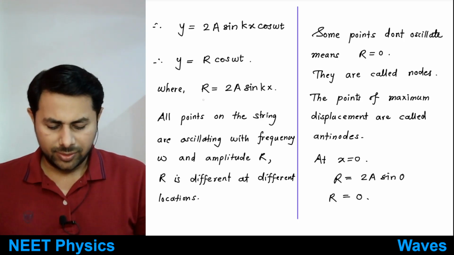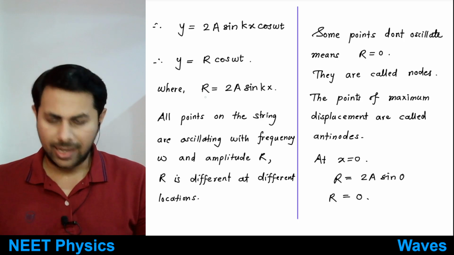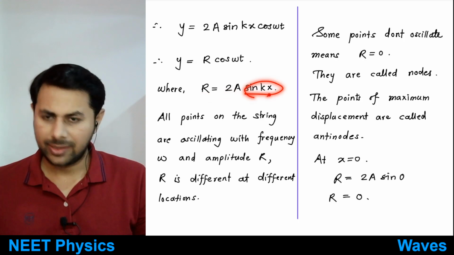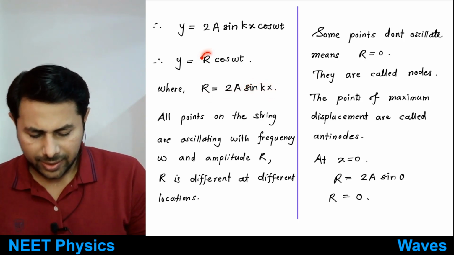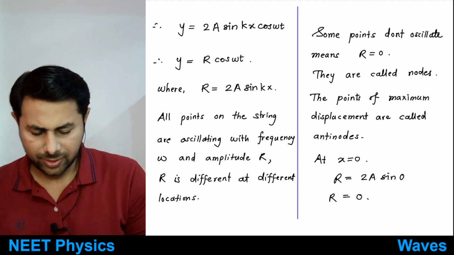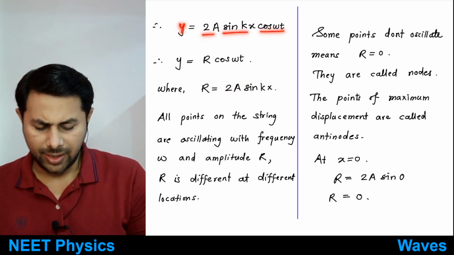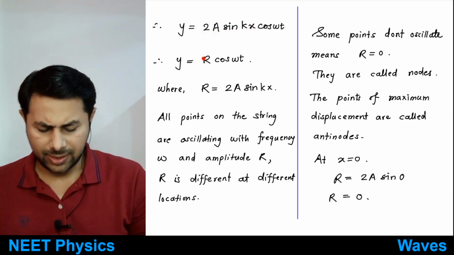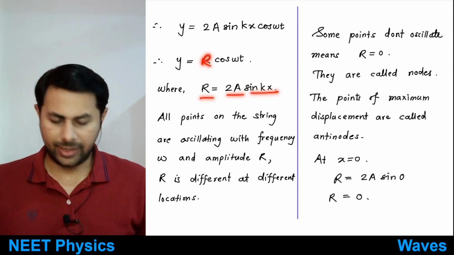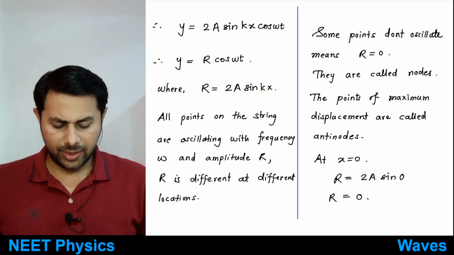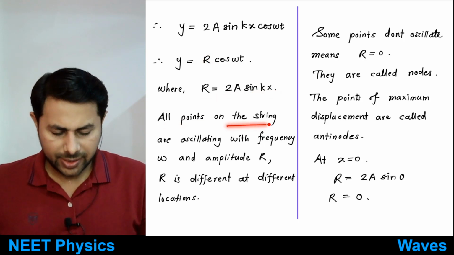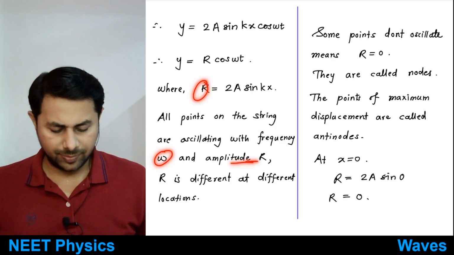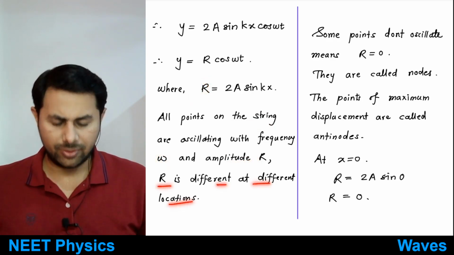All right. So now you have r equals 2a sine of kx. Here r is the resultant amplitude. So y is equal to 2a sine kx cos omega t, and this term gives the resultant amplitude, that is r. So r is equal to 2a sine of kx. So now see, all points on the string are oscillating with frequency omega and amplitude equal to r. r is different at different locations, right?